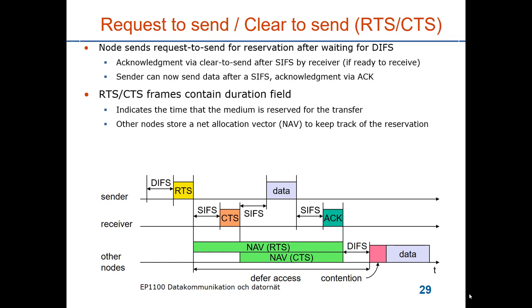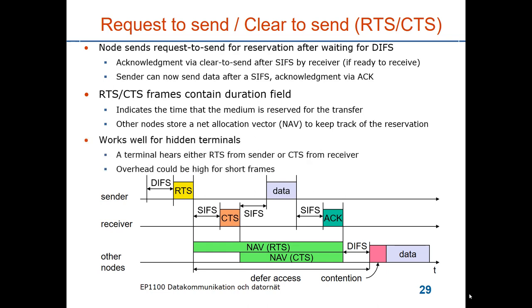The RTS and CTS, as said, works well for hidden terminals. The side effect is that the negotiation first of RTS cleared with CTS before sending a frame can be a high overhead if there's a very short frame to be sent. So the time to send a frame could be dominated by the time to negotiate the access to the medium.